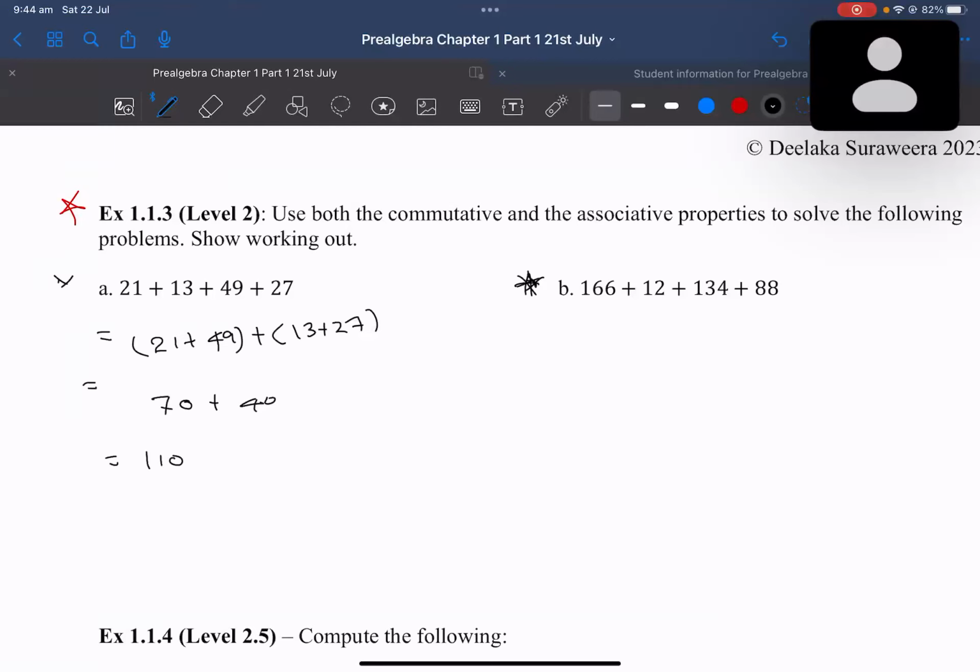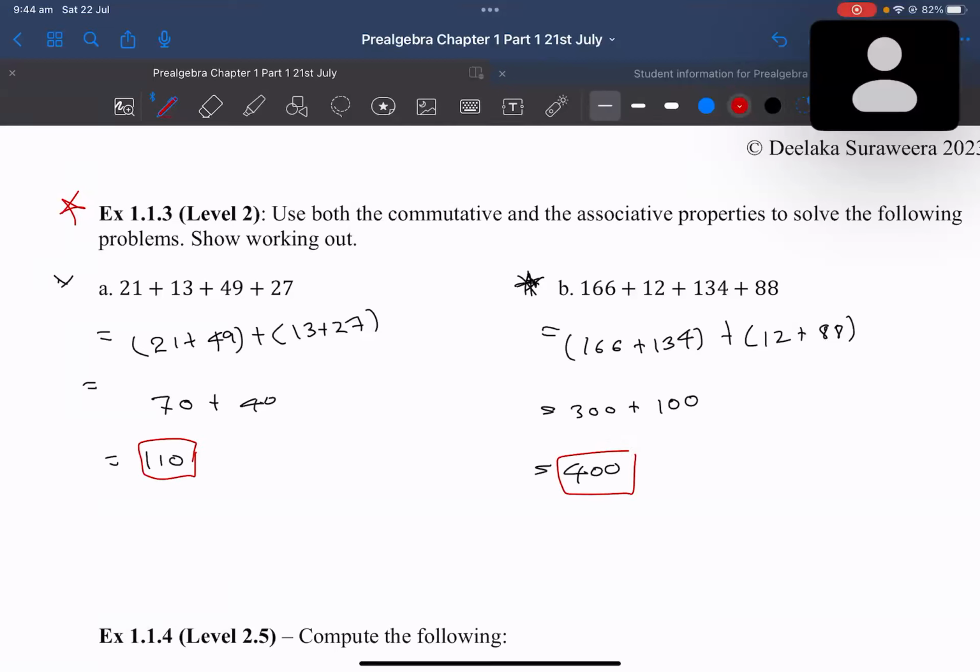Yeah. For B, Johnny, what did you get? I got 400. Yeah, very good. That's correct. And you rearranged to put the 166 and the 134 together? Yeah. Good. And then you add the 12 and the 88 together because they also pair nicely. The 166 plus the 134 is 300. The 12 plus the 88 is 100. They add up together: 3 plus 1 is 4, so 400. Those are the two answers.